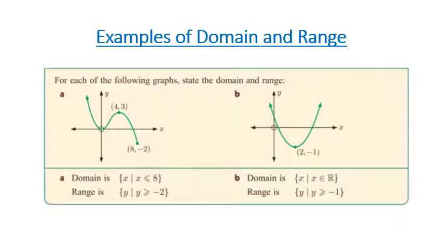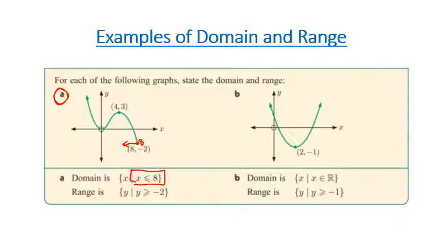So here's a couple other examples. If we look at our first example, A, we can see here that for our domain we're looking at horizontal movement. We've got 8, so here's 8 horizontally. We know that the graph just keeps going back this way. So that's why it has to be less than or equal to 8, because there's a solid dot here next to the 8. So we know horizontally the graph just goes to the left, so x is less than or equal to 8.